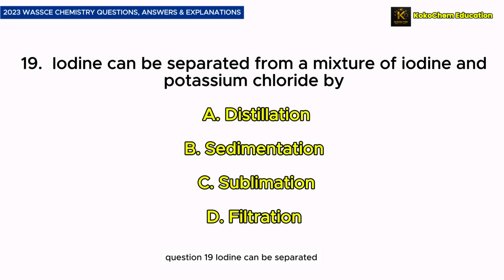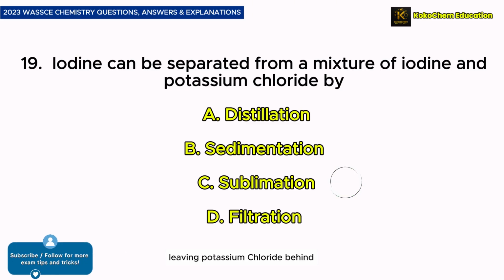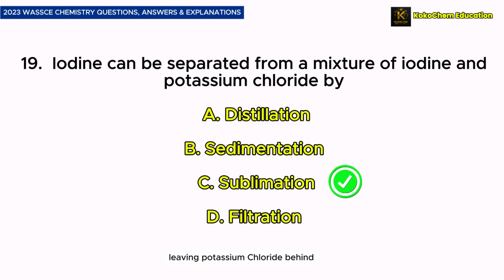Question 19. Iodine can be separated from a mixture of iodine and potassium chloride by A. Distillation, B. Sedimentation, C. Sublimation, D. Filtration. The answer is C. Sublimation. Explanation. Iodine changes directly to gas on heating, leaving potassium chloride behind. That is a classic sublimation.